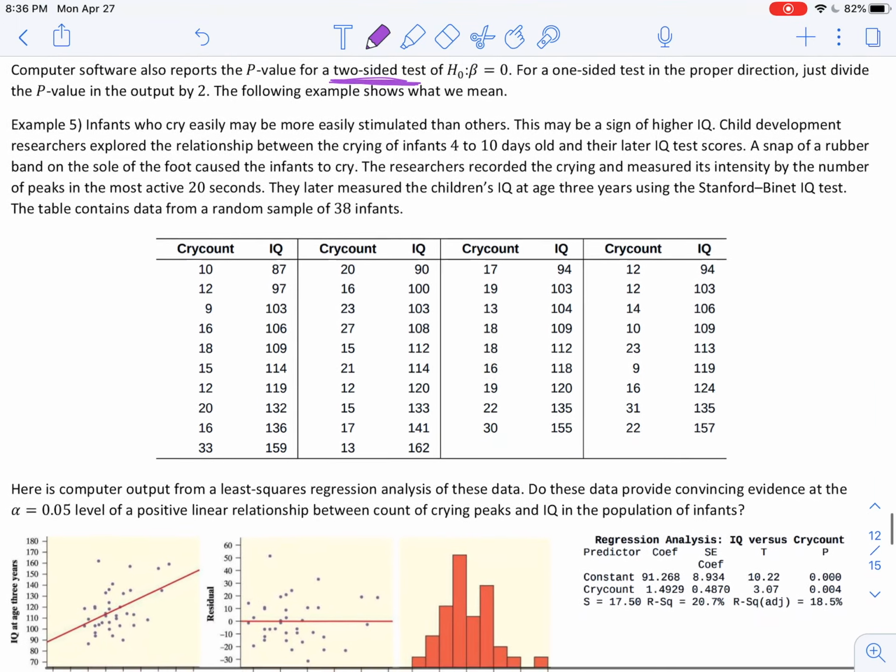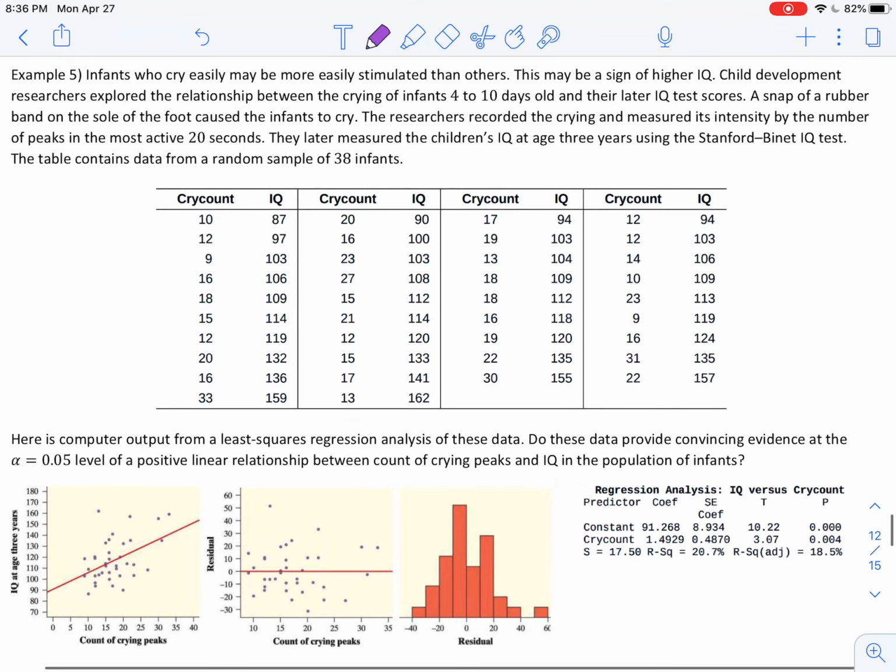We will be using computer software. We'll come back to it in a second, but it's reporting the p-value for a two-sided test, so we'll have to be careful about that. But we will be doing one-sided tests in the proper direction.